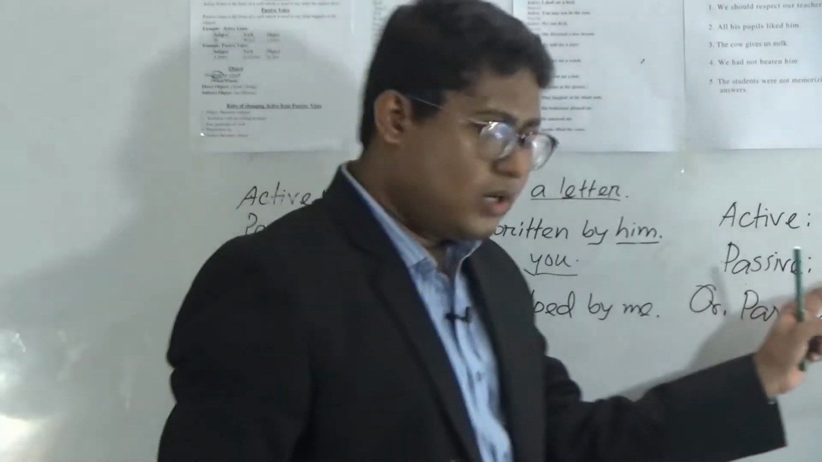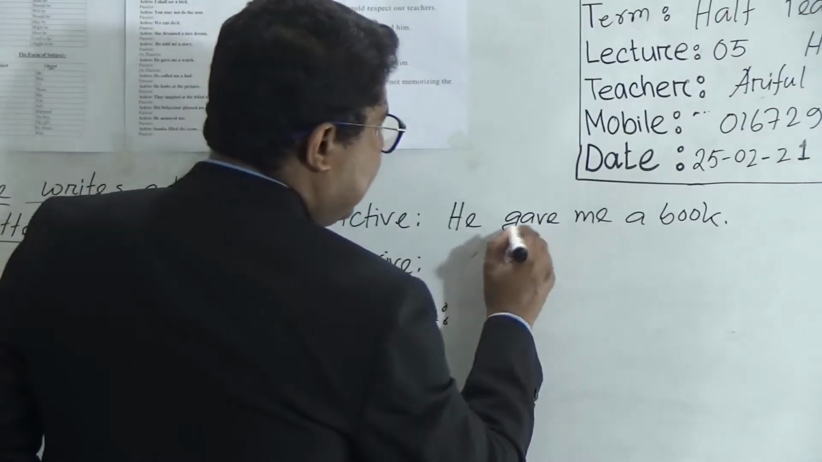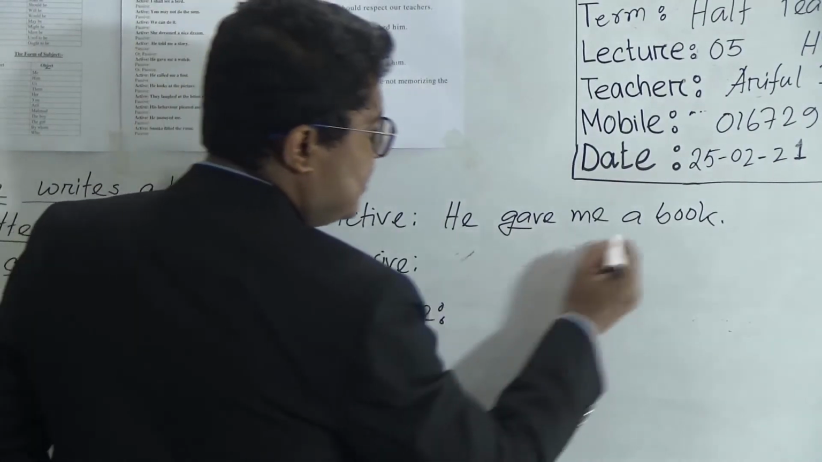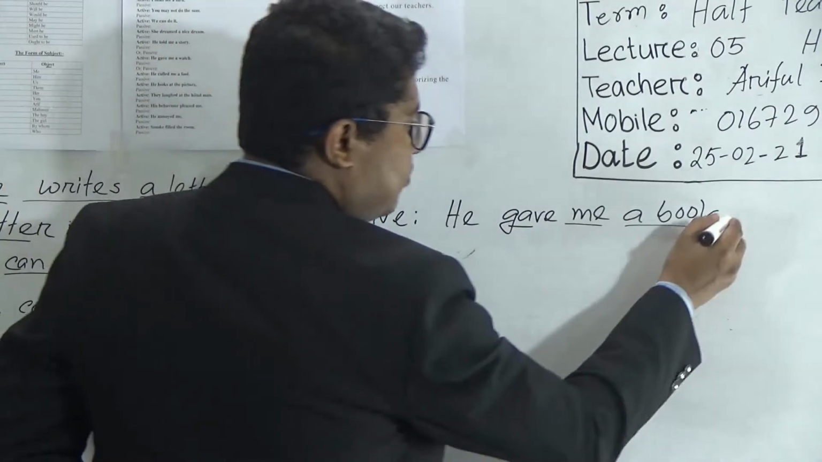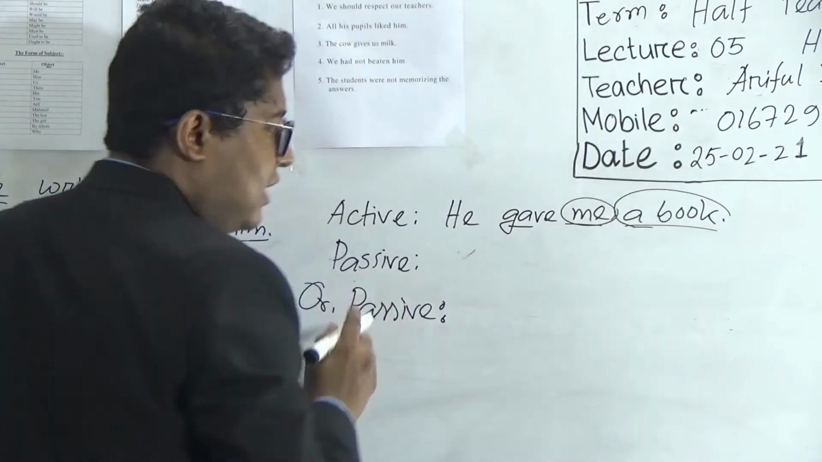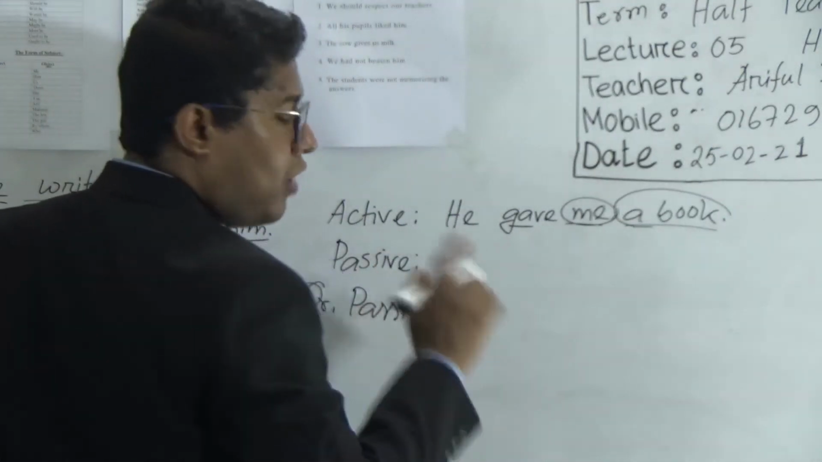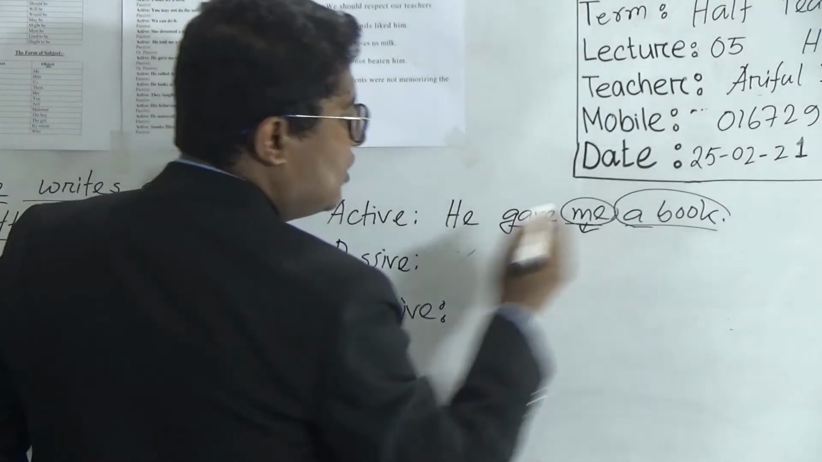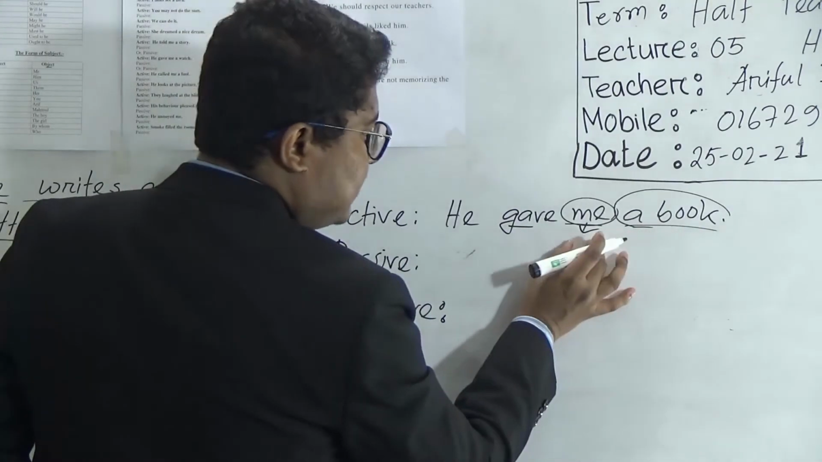Let's go to this one. He gave me a book. In this sentence, we have two objects. A book is an object, me is an object. So a book is a direct object and me is an indirect object. So if we find two objects in the sentence, what will we do? We will always take the first object all the time. Remember, we have to always take the first object all the time.